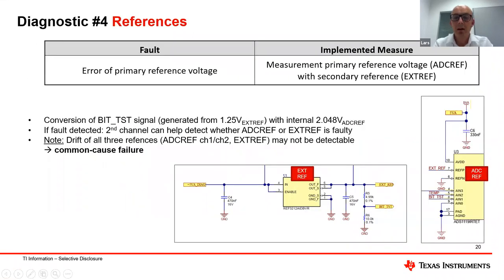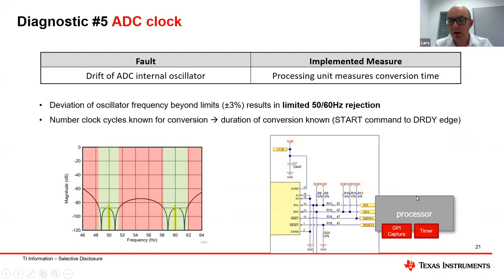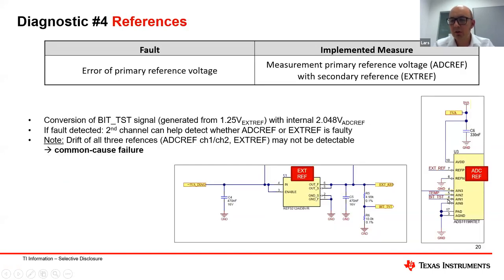Diagnostic 4 talks about references. References are important for our ADC, as you know. The primary reference is the internal reference, and the secondary reference is the external reference. And yes, I select the internal reference, which is 2.048 volt. I sample the 1.25 volt with that, the external reference, or at least a fraction of it. So this is again our bit test voltage, and I expect a certain voltage here. And if this voltage is not in range, I have a problem.